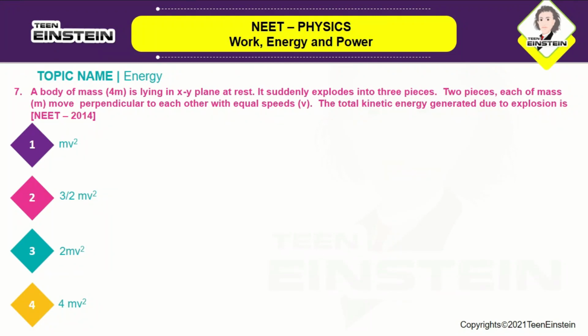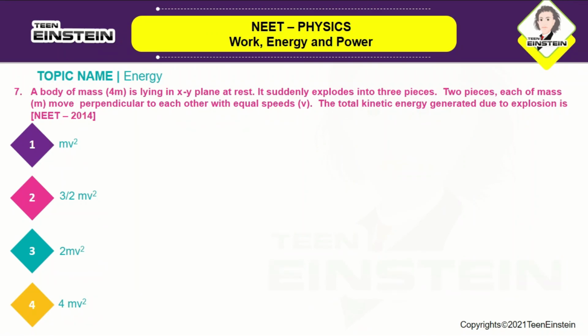A body of mass 4m is lying in xy plane at rest. It suddenly explodes into 3 pieces. 2 pieces of each mass m move perpendicular to each other with equal speeds v. The total kinetic energy generated during the explosion is. So in order to solve this problem, you can use the law of conservation of momentum by taking the magnitude of momentum of the heavier piece and equating it with the magnitude of the sum of the momenta of the pieces of mass m.